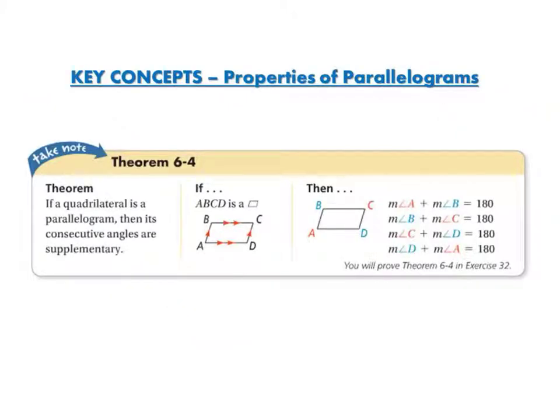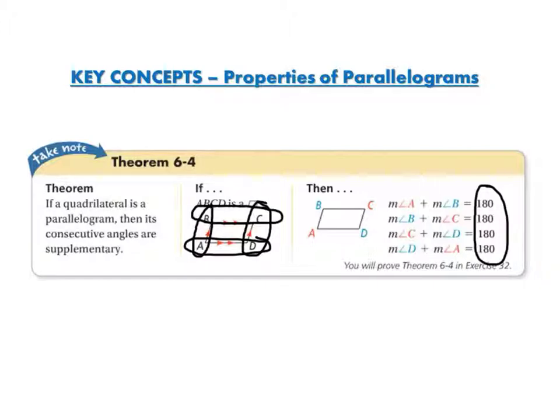The next theorem of the parallelogram properties states that if a quadrilateral is a parallelogram, then consecutive angles are supplementary. Remember, consecutive angles would be angles that are right next to each other, like A and B, or B and C, or C and D, or D and A. They are supplementary. That means when we add them together, we get 180 degrees.